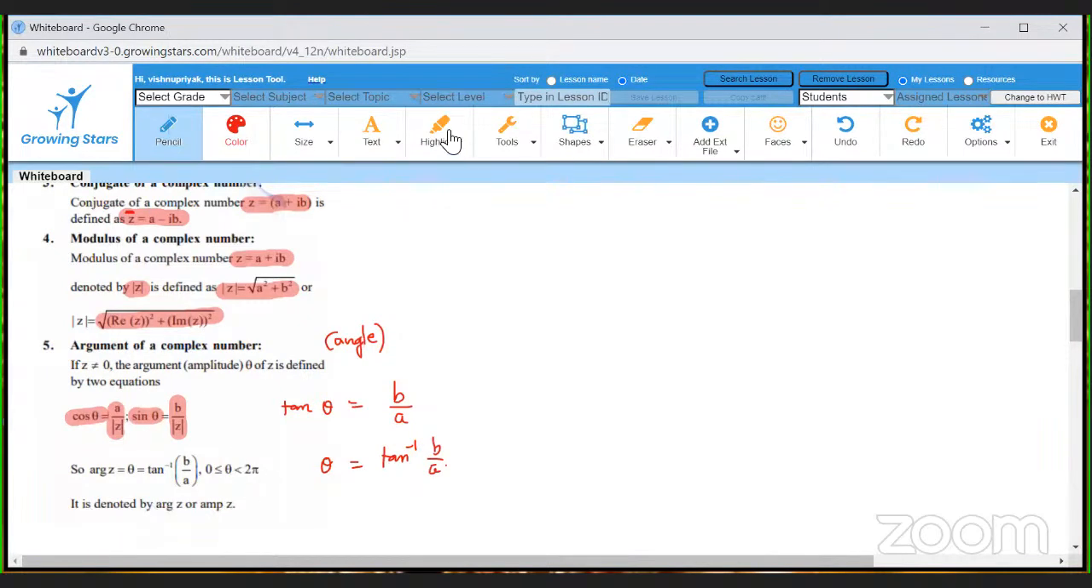The angle should be between 0 and 2 pi. You can start from 0, but don't take 2 pi. Start from 0 until 2 pi.